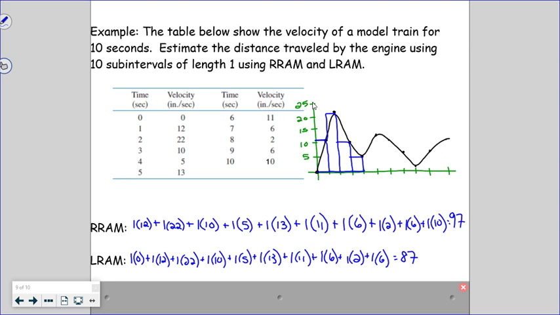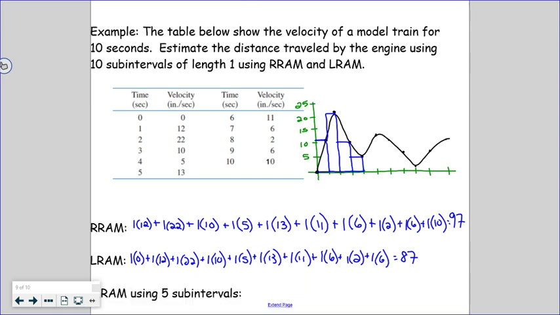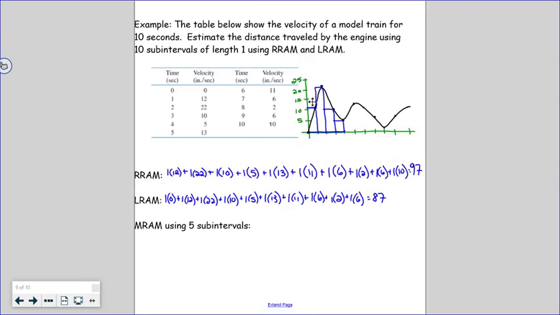Okay? Now, the last thing is this. What if they ask us to do MRAM? And this time it says 5 subintervals instead of 10. So we're not going to 1. I'm making it into 5 subintervals. 1, 2, 3, 4, 5 subintervals, which means my base is how long each time? 2. 10 divided by 5 equal rectangles. So if my base is 2 and I'm using MRAM, what number am I actually using for the height? 1, right? The number in the middle of that base.